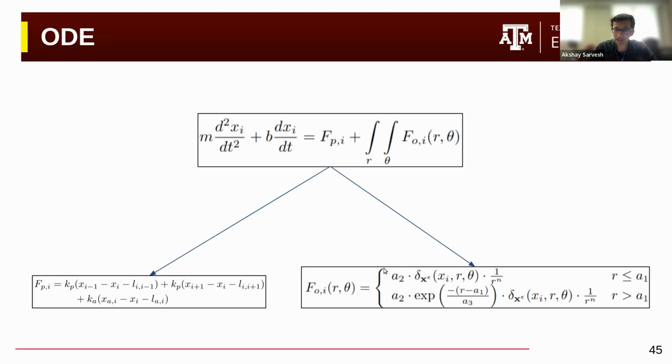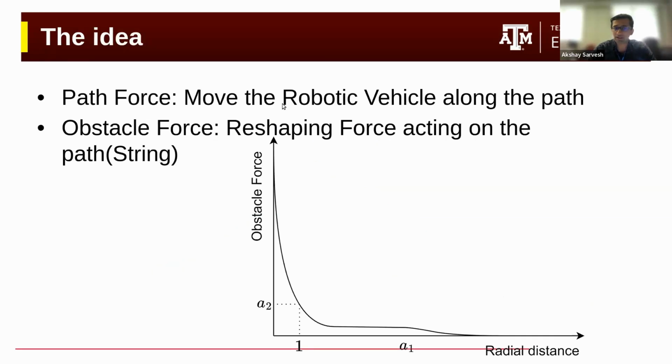We have an initial linear region of force where the obstacle exists within a certain region, and that force happens to be A2. And as the obstacle moves away, the force drops. The force that the obstacle sees drops linearly. The path force enables the robotic vehicle to move along the path, and the obstacle force reshapes the path, the string, such that a new path is created that avoids the obstacle.